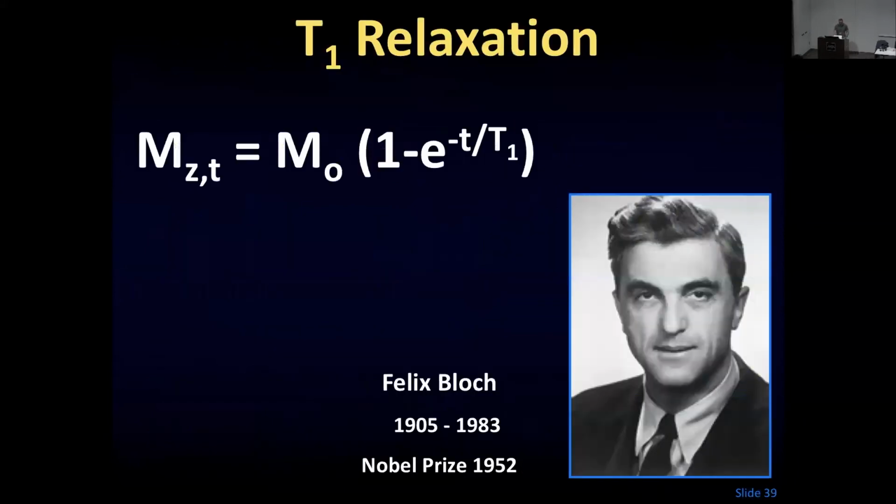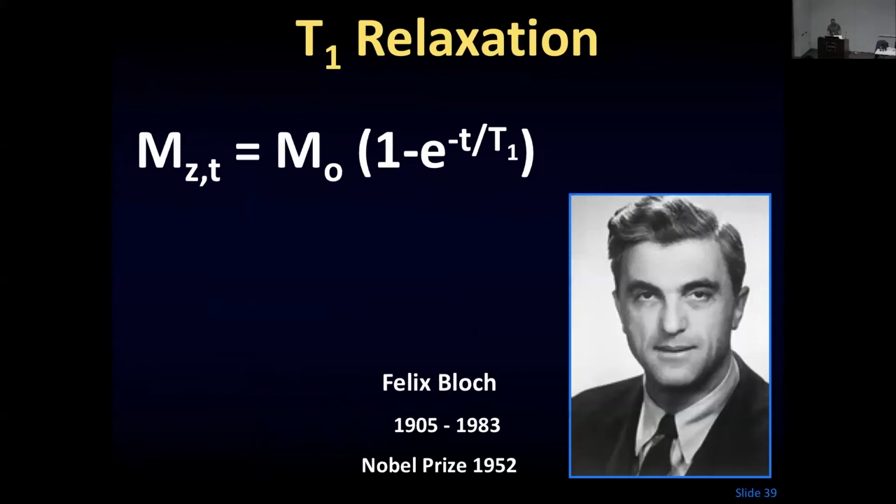So this is the equation for T1 relaxation. It's an exponential equation that basically tells you that if you start with a net magnetization of 0, after an infinite amount of time, you will reach a net magnetization of M0, which is your equilibrium magnetization. The way you get from 0 to M0 is governed by this exponential, 1 minus little e to the minus t divided by T1.